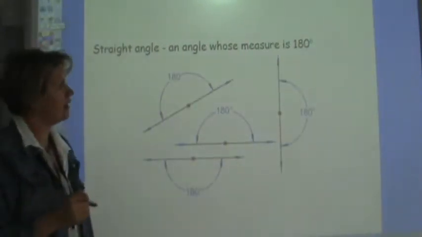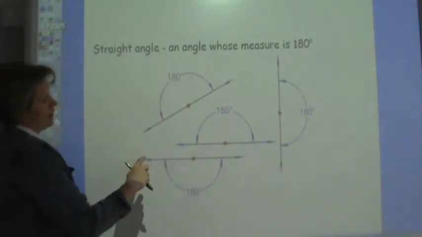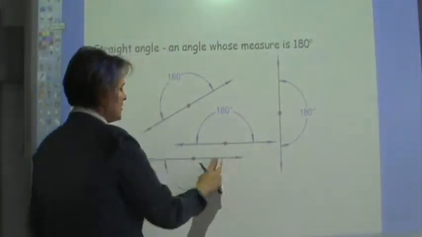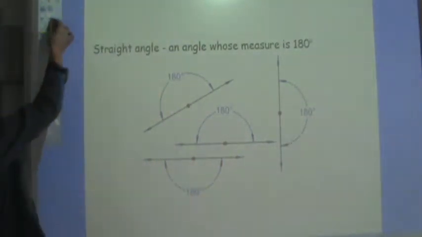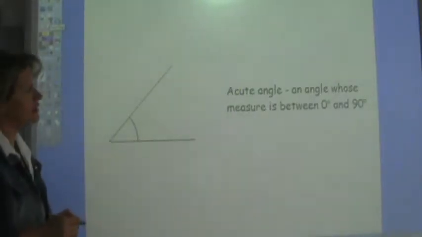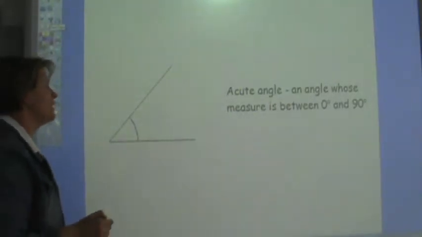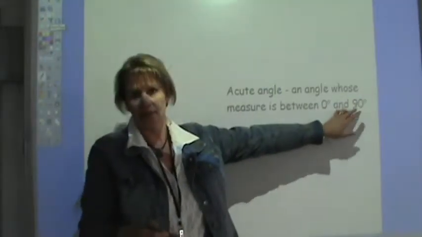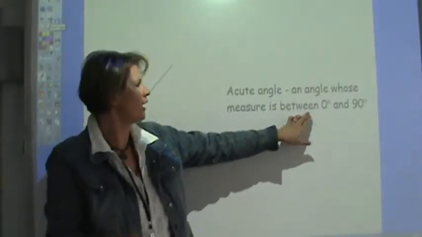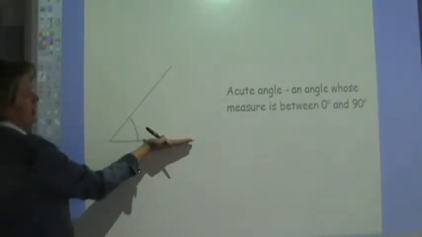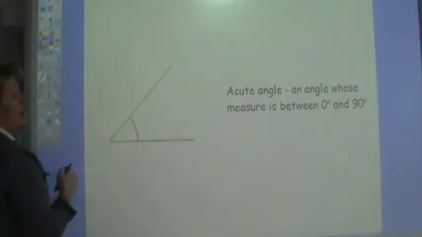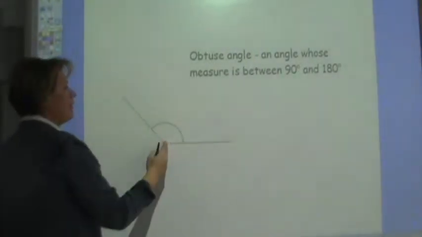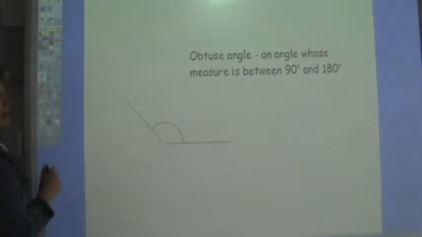A straight angle is one that's 180 degrees, so it's like a half circle. It could be this way, or this way, any of those. An acute angle is an angle whose measure is between 0 and 90, not including 0, not including 90, because if it's 90, obviously it's a right angle. So we're going to go anything from here all the way up to 90, but not including 90. An obtuse angle would be anything above 90, but less than 180.